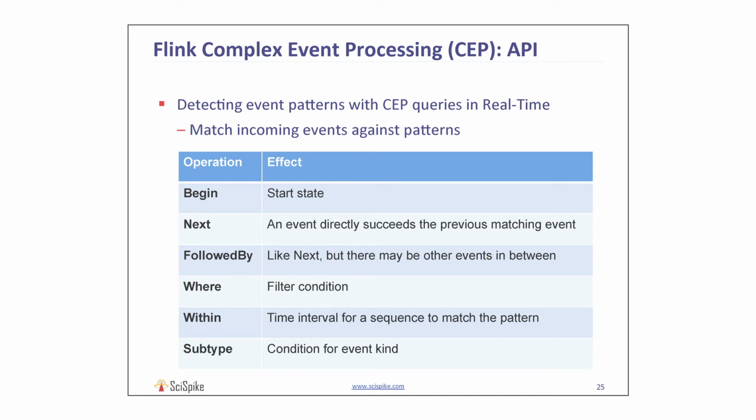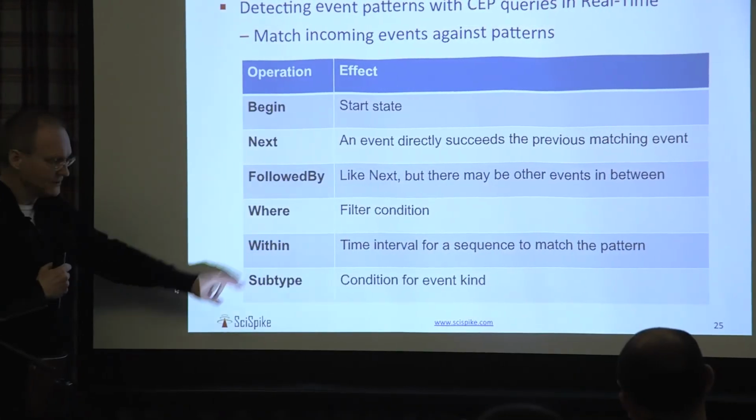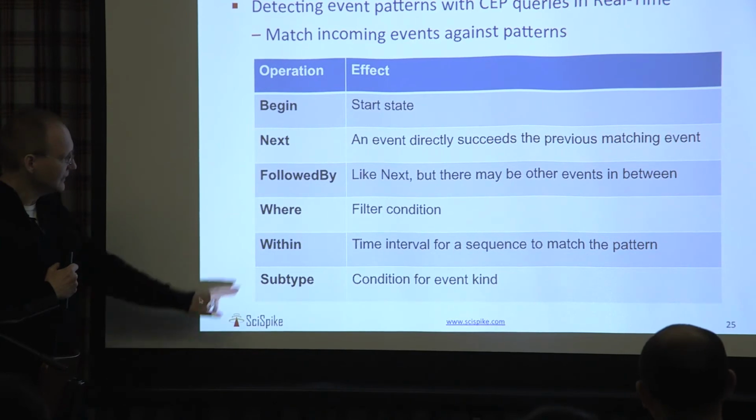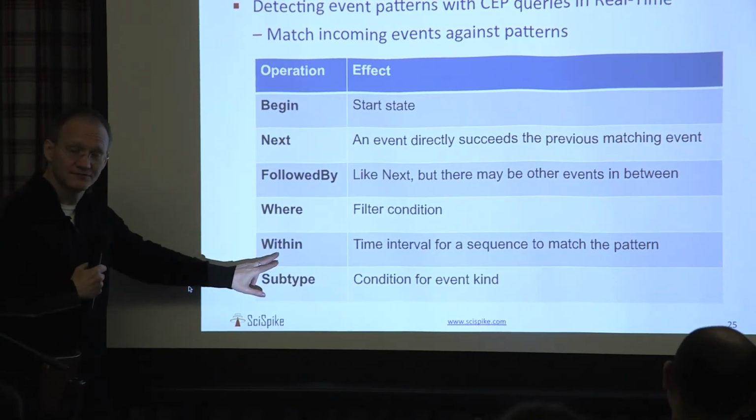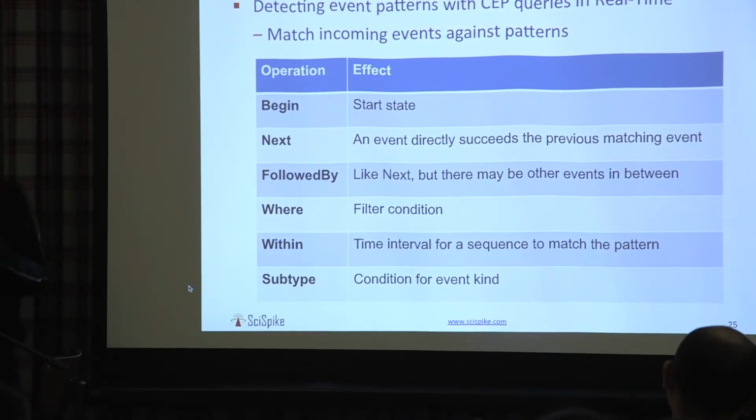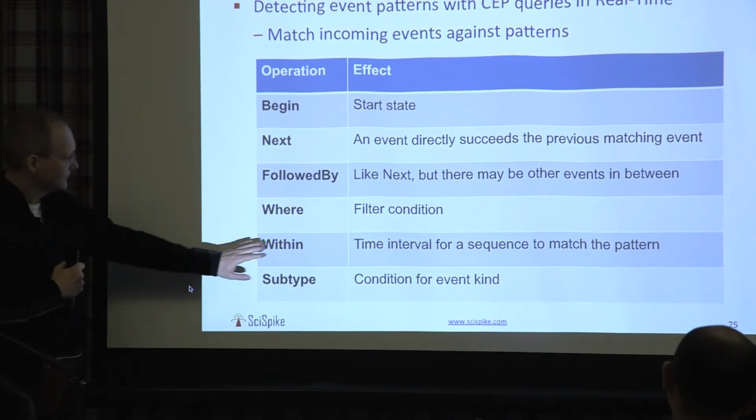So you can say, after this event, I'm going to see the next event. There will be no other events in between. I can also choose to say followed by. That means this event will come at some point, not necessarily immediately. I can filter the event by the where condition. I can define some time interval. So I can say, if this happens within this time range, I'm going to respond.